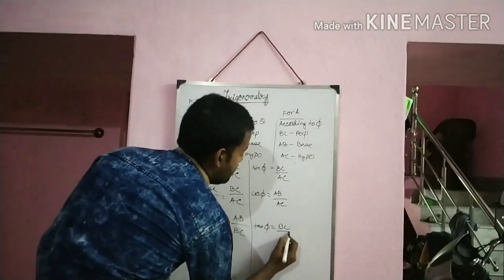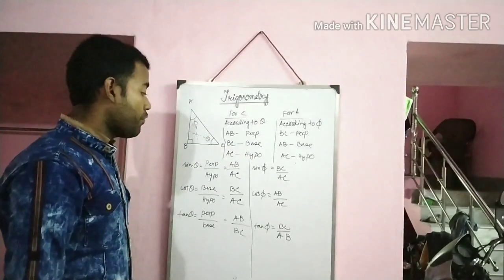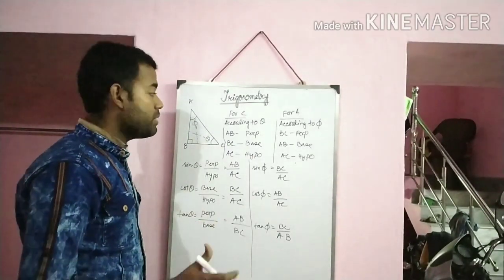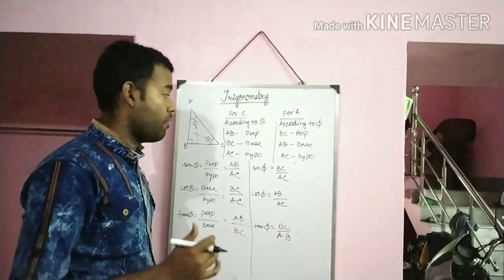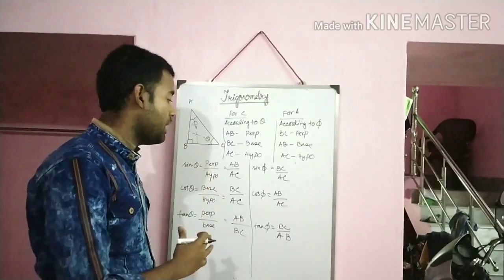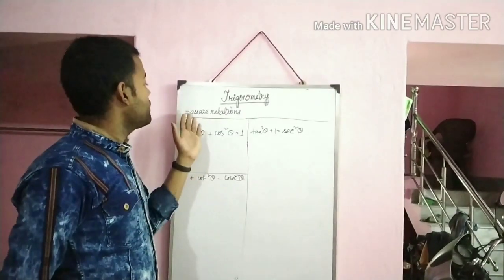It is BC, and which is our base here? It is AB. So all of you please note that whatever be the perpendicular or base, this depends on which angle or which vertex we are seeing from. Now we will learn a few relations, the square relations.